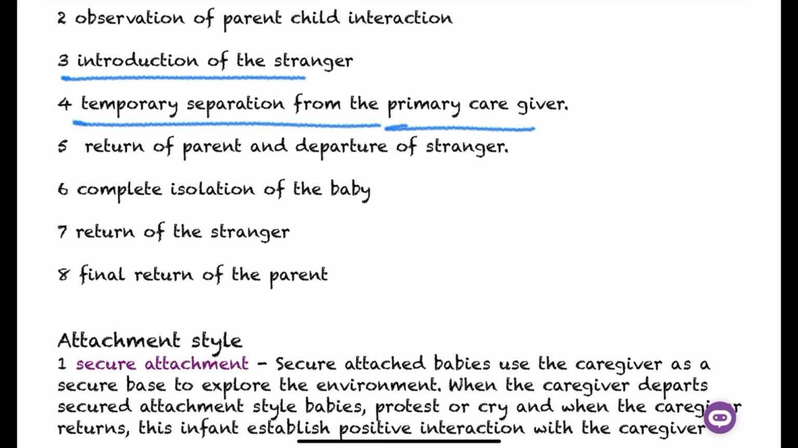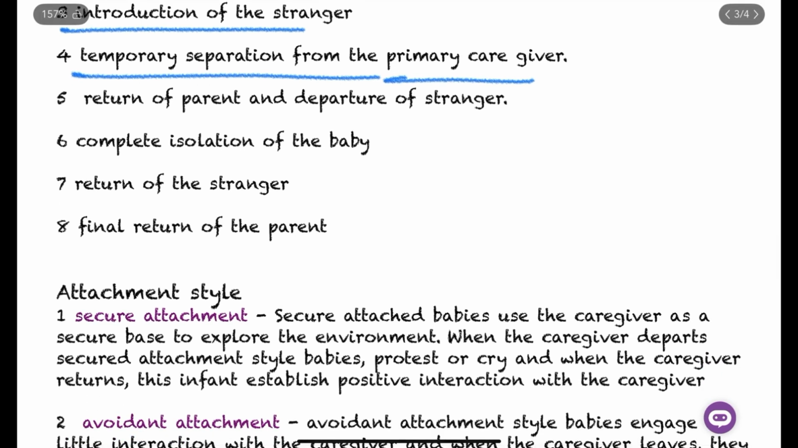The fourth point is temporary separation from the primary caregiver. Now at this point, the parents exit the room, leaving the stranger and the baby alone, and the stranger monitors the baby's reaction. If the babies feel distressed or uncomfortable because they are separated from their parents, then the stranger tries to give comfort to the baby.